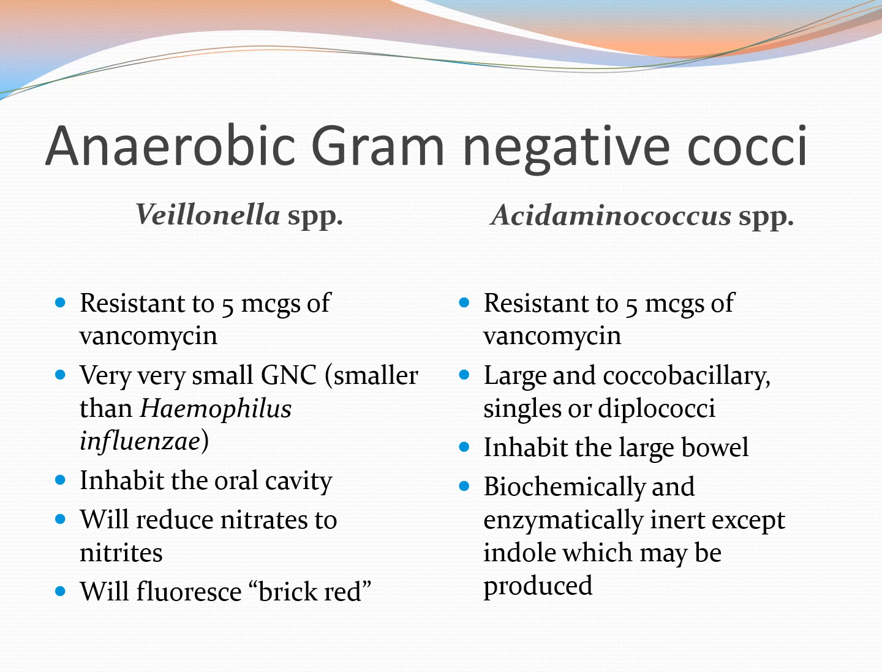Veillonella is a very small gram-negative coccus. It's even smaller than Haemophilus influenzae. They inhabit the oral cavity and will reduce nitrates to nitrites, and they will fluoresce brick red with UV light. Acidaminococcus is a large and coccobacillary organism. They can be in singles or diplococci. They usually live in the large bowel, and biochemically and enzymatically they are pretty inert except for indole, which may be produced. So here's a nice picture of Veillonella. It is a tiny gram-negative coccus. A lot of the time you'll see these in the oral cavity.